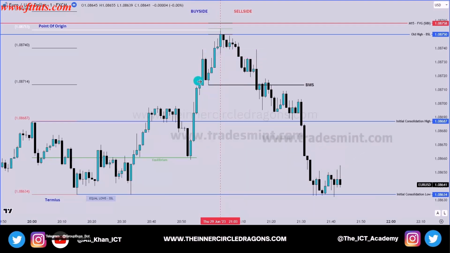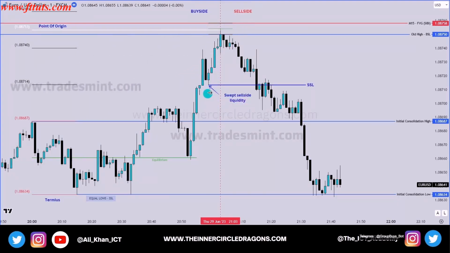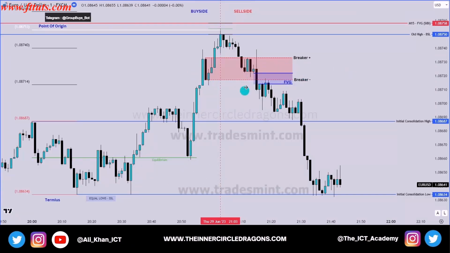We now have a break in structure below this swing low with a down close, with a fair value gap that has been left inside the leg that broke structure. This would have been a higher probability break in structure, since we broke below the second stage of accumulation. We have swept sell side liquidity below this low, and then price has returned back up into this down close candle, which is our breaker. Inside of that breaker, we have this fair value gap in the form of this sell side imbalance. You can see how price has traveled higher inside of the fair value gap, rejecting from the consequent encroachment area and touching the discount end of the breaker.